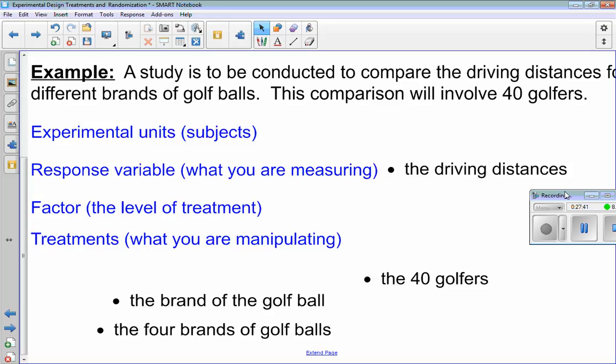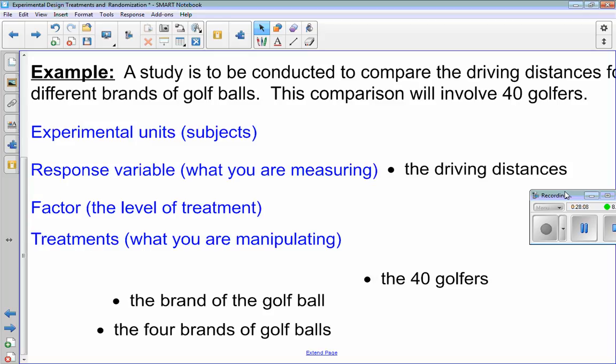Would you agree that these right here are the factors? Would you agree with that? Yeah. Okay. So, well, these 2 are what we're looking at. Would you agree? Okay. So the level of the treatment and what I'm manipulating. So how many factors are there? There's 1. There's 1 factor. It has 4 levels. Okay?